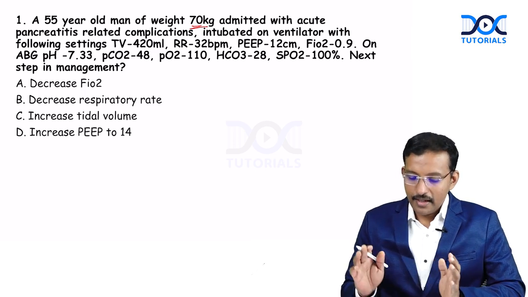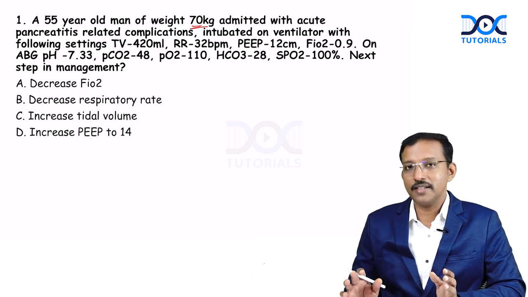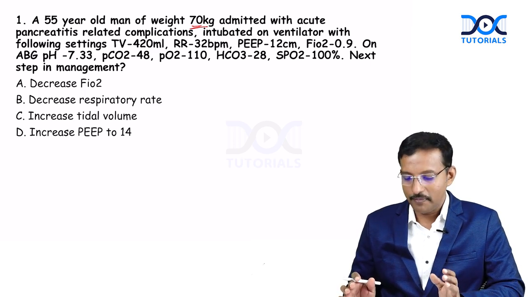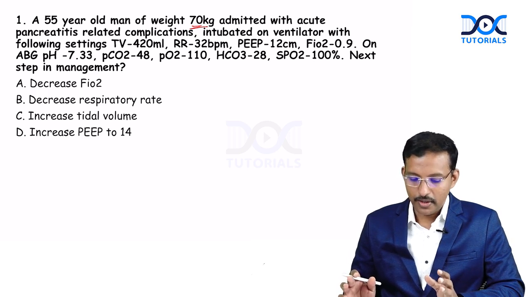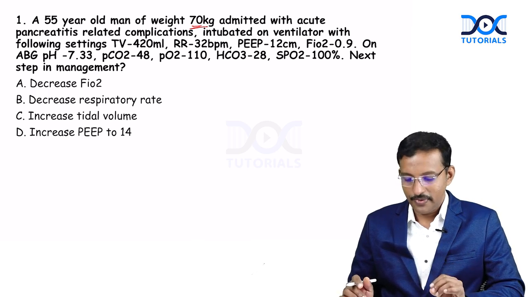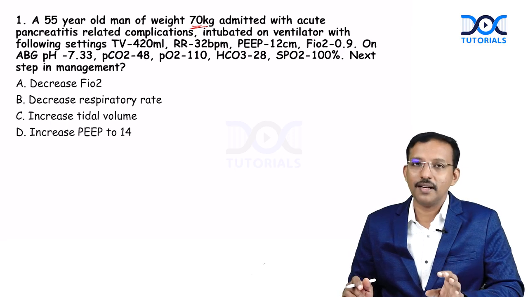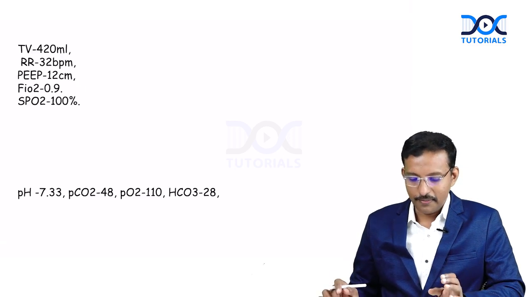Now, they are giving a few parameters which they have used for setting on the ventilator. For example, the tidal volume as 420, respiratory rate, PEEP, FiO2, and then they have taken an ABG and given the ABG findings. So, they are asking what is the next step we should use. This is a very practical, beautiful question. Now, we will see this in detail.